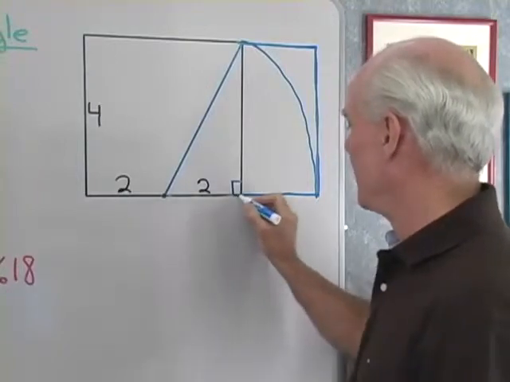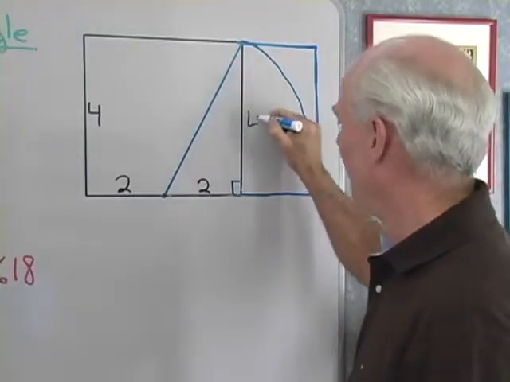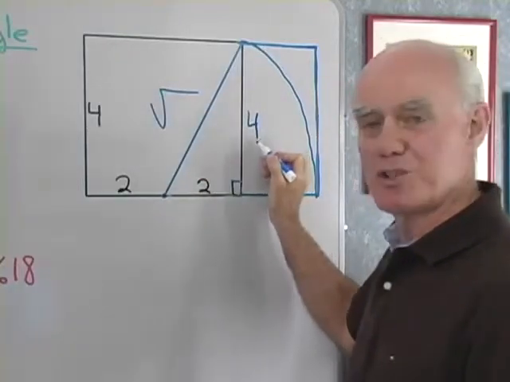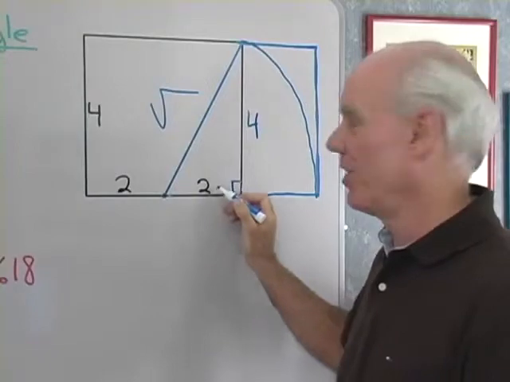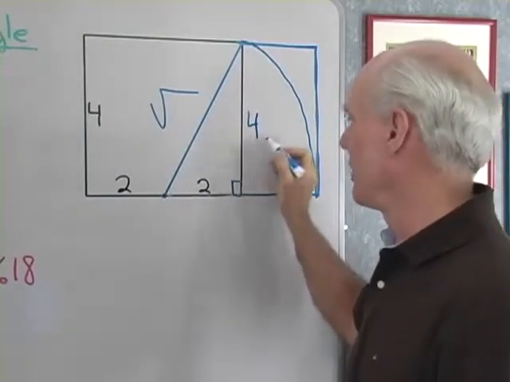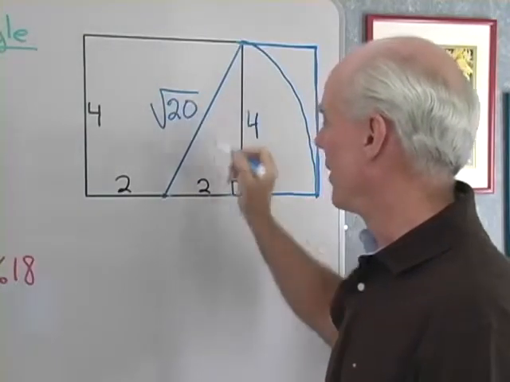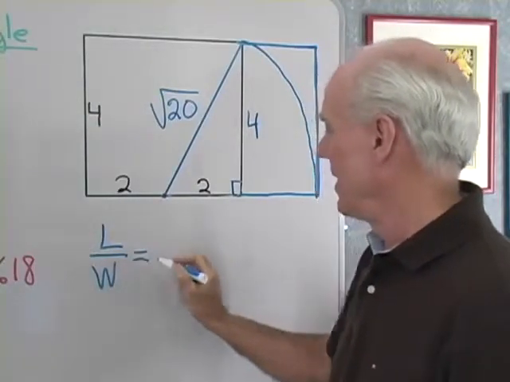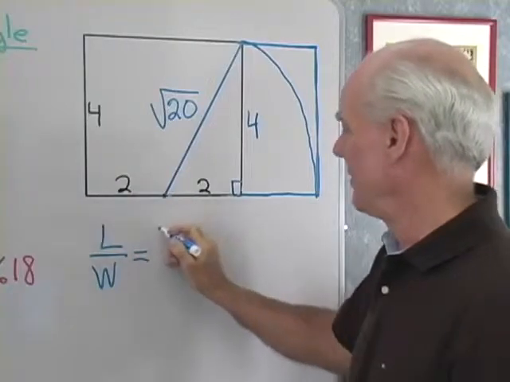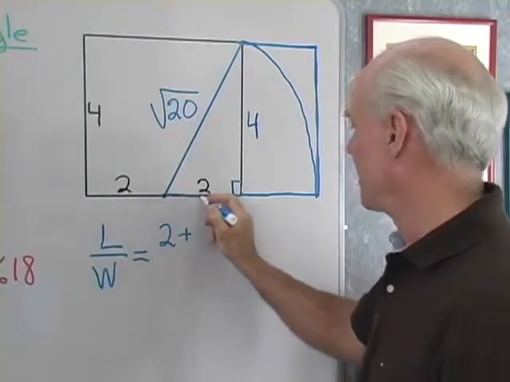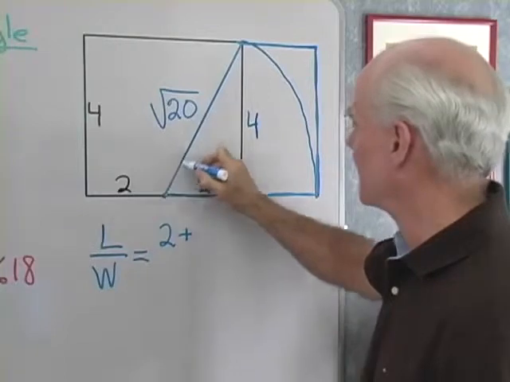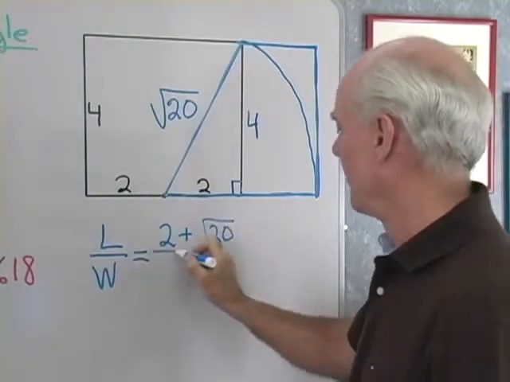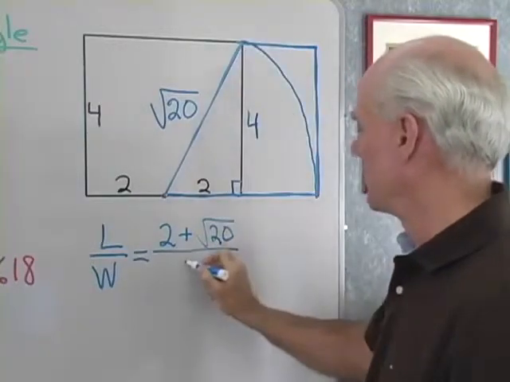Let's see, this side right here is 2, this side is going to be 4, so this side will be the square root of 2 squared plus 4 squared, so I have 2 squared is 4, 4 squared is 16, 4 plus 16, square root of 20. Now when I want the ratio of length to width, that will be 2 plus this length right here, which is going to be the same as this length, so square root 20, all divided by the width, which is 4.